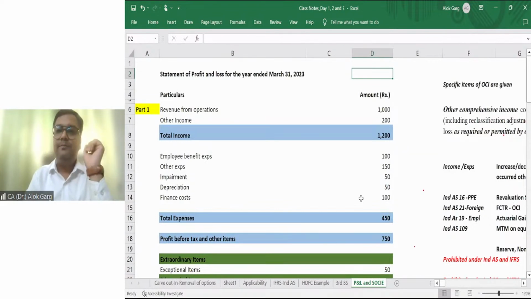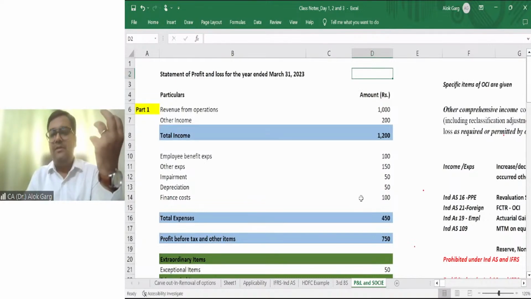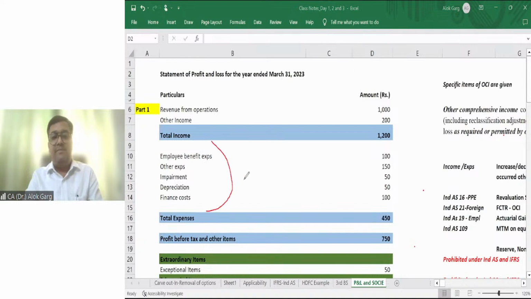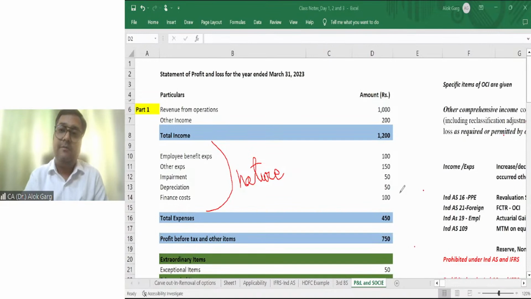Number 2, Ind AS 1 prescribes only the nature-based classification. The nature-based classification of expenses, right? The nature-based classification of expenses in the profit and loss, in the statement of profit and loss.